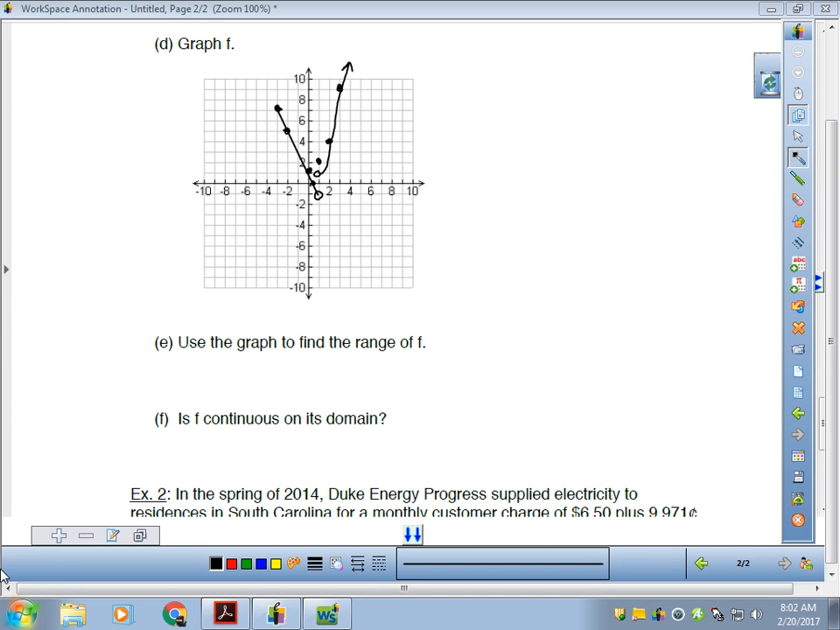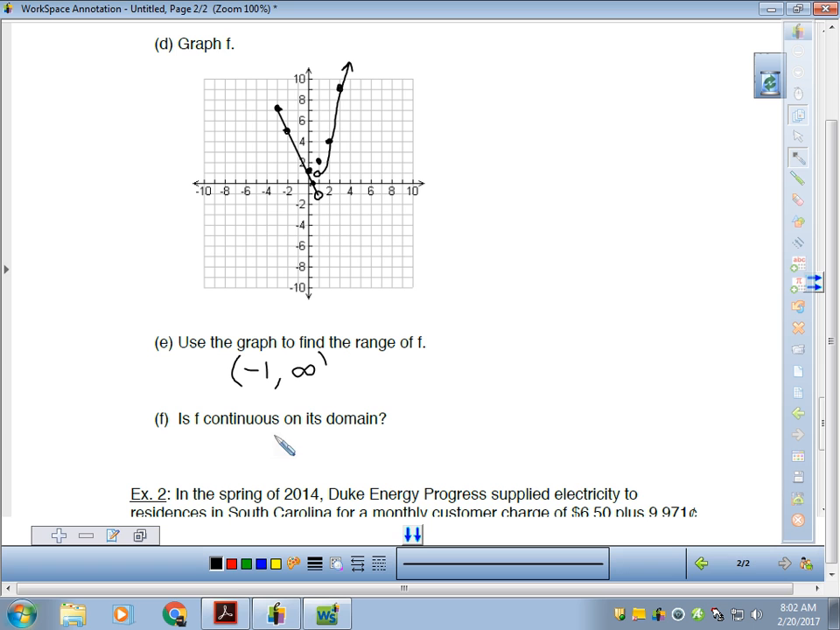Part E asks us to use the graph to find the range of f. So remember, range is your y values from your lowest to your highest. Our lowest y value is down here at -1. Do we include that -1? Well, because this is a hole, we really can't include it, so we're going to have to put a parentheses on it. Okay? And then we start climbing up. And we climb up, and up, and up, and up, and then that arrow tells me it's going to keep going up, so it's going to go all the way up to infinity. There's our range.